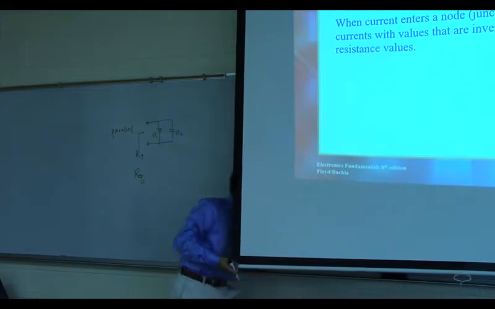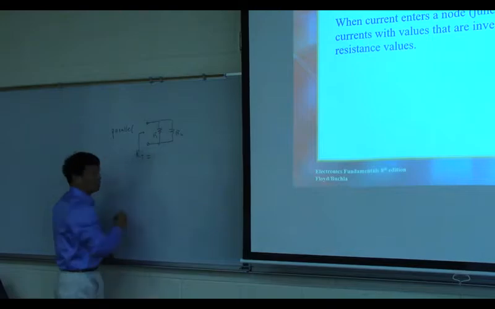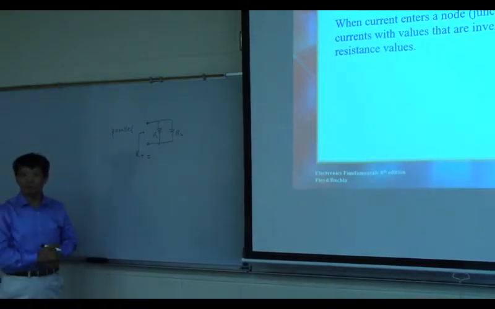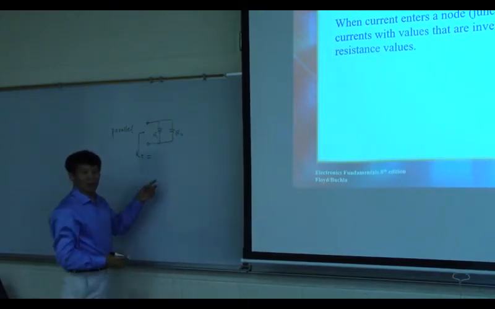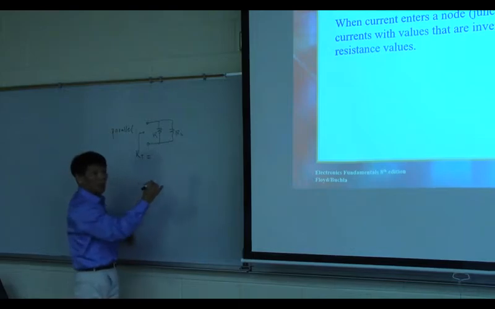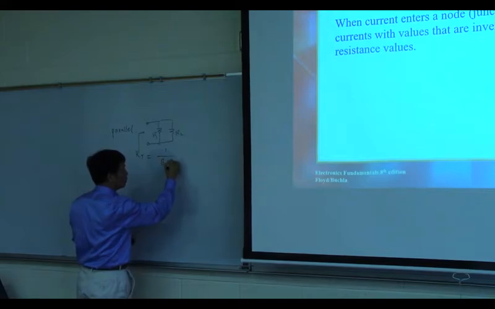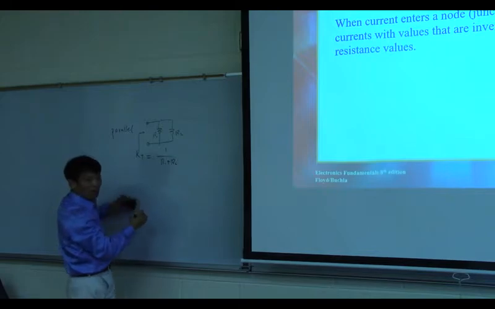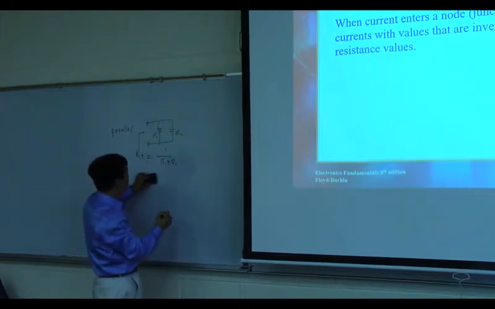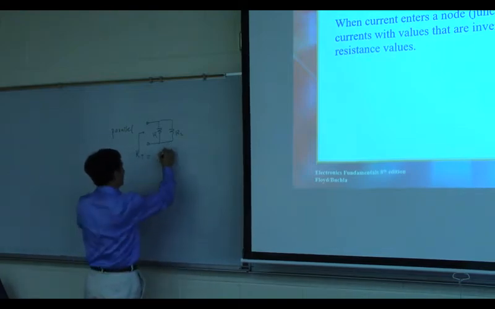If we have only two resistors, what is RT? R1 plus R2? The total of two resistors added? No, you have to divide over. 1 over RT equals 1 over R1 plus 1 over R2. Right? So 1 over R1 plus 1 over R2.